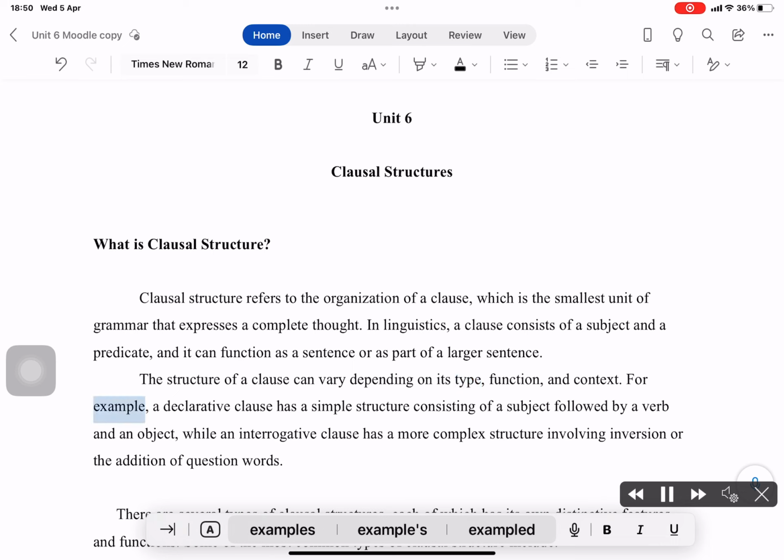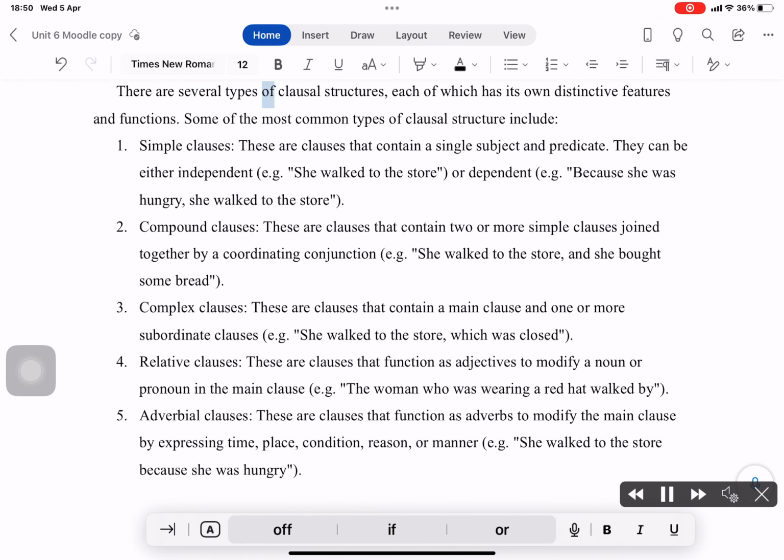For example, a declarative clause has a simple structure consisting of a subject followed by a verb and an object, while an interrogative clause has a more complex structure involving inversion or the addition of question words. There are several types of clausal structures, each of which has its own distinctive features and functions. Some of the most common types of clausal structure include simple clauses.